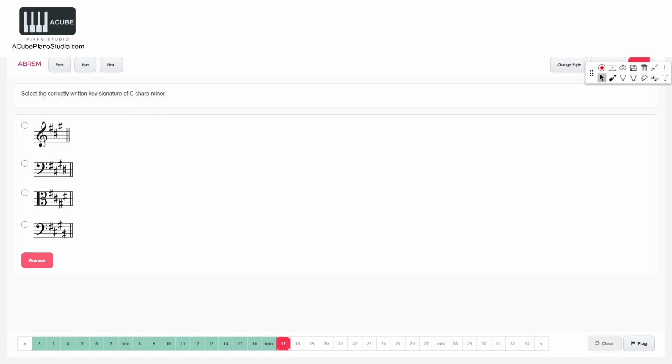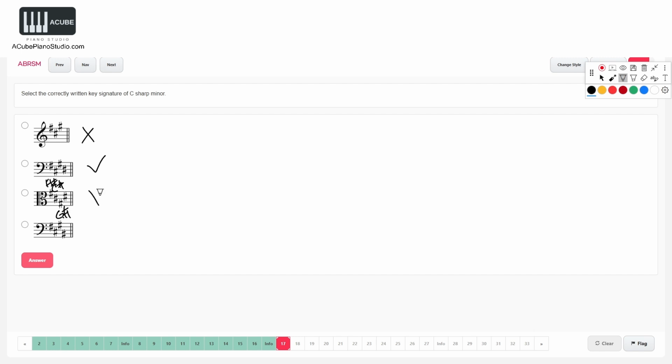Firstly, select the correctly written key signature of C sharp minor. Once you have written that out, it's very easy, just refer to what you have written. Please check before you use it. We know that C sharp minor has 4 sharps: F sharp, C sharp, G sharp, and D sharp. If you look at this, there are 4 sharps for C sharp minor. So straight away, this one is out already. Then the sharps are F, C, G, D. So this one is correct. This is F, correct. This is C, correct.